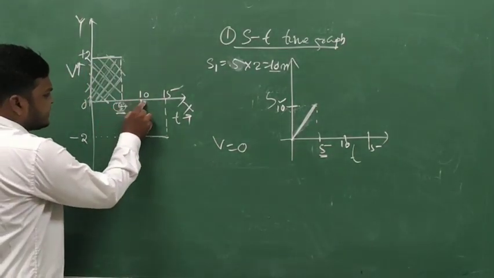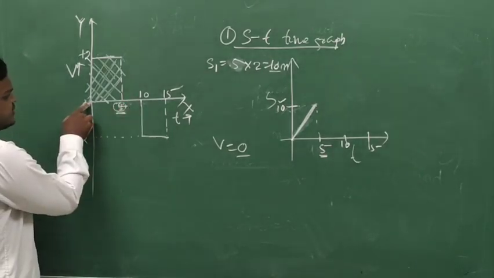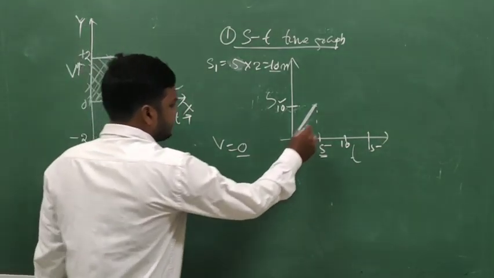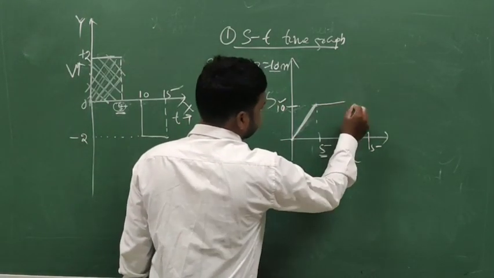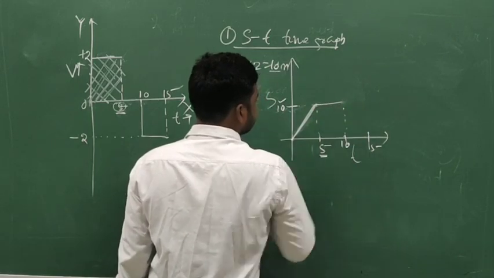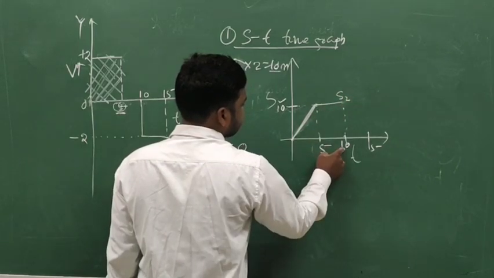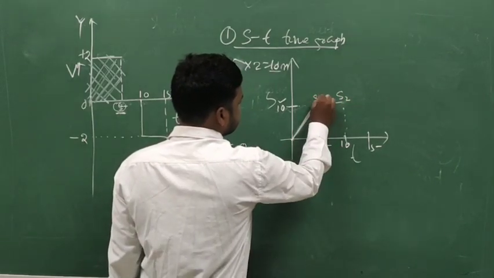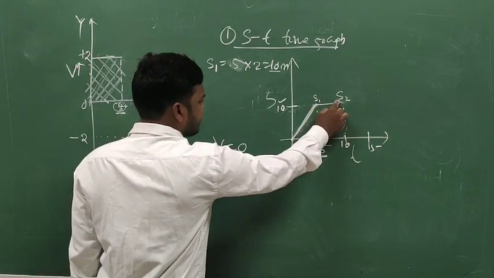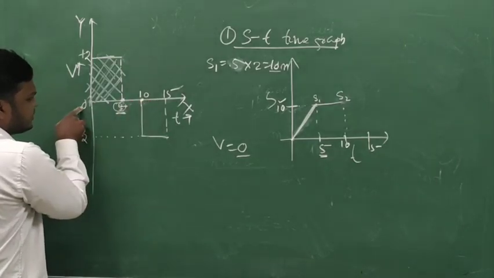So between 5 to 10 seconds the velocity is 0 because on the y axis the velocity is 0 between 5 to 10 seconds. So between 5 to 10 seconds the displacement is a straight line, because suppose that this is s2 at 10 seconds and this is s1 covered by the body in 5 seconds. So s2 minus s1 is equal to 0. So velocity is 0. So between 5 to 10 seconds velocity is 0.